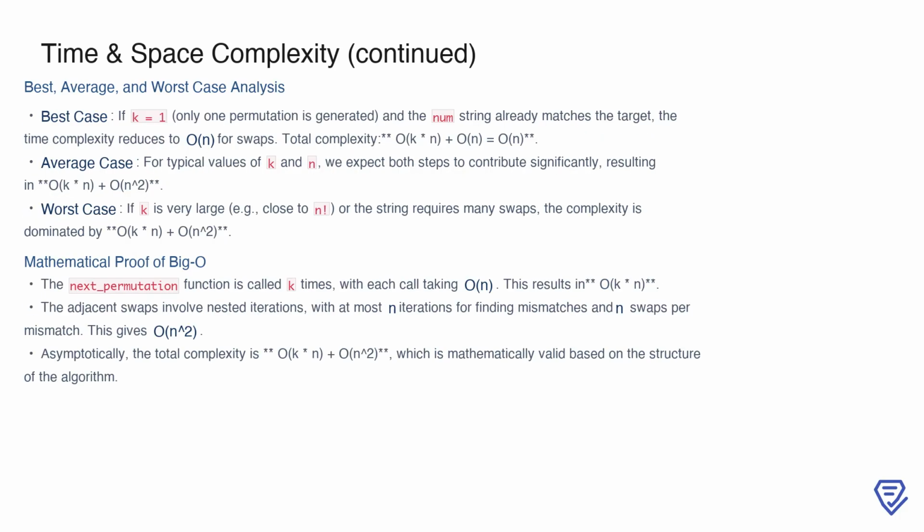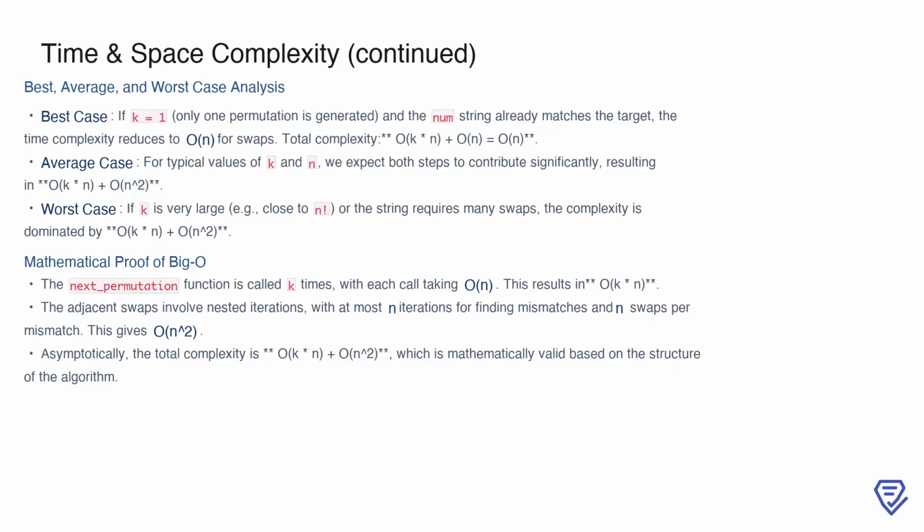Finally, let's analyze the best, average, and worst case scenarios for this algorithm. In the best case, if k equals 1, meaning only one permutation is generated, and the number string already matches the target, the swaps are minimal. Here, the time complexity reduces to O(n) for the swaps, resulting in a total complexity of O(k * n) plus O(n), which simplifies to O(n). In the average case, for typical values of k and n, both steps contribute significantly to the overall complexity, leading to O(k * n) plus O(n^2).